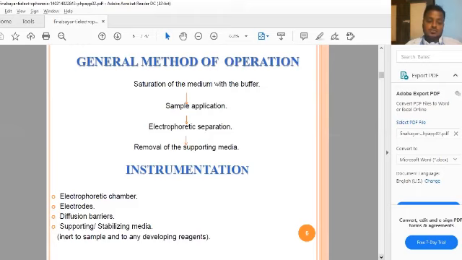The third step is electrophoretic separation, and the fourth is removal of the supporting medium from the electrolyte and the instrument. What instruments are needed? The electrophoretic chamber, electrodes, diffusion barriers, and supporting and stabilization media. These are needed for the electrophoresis method.